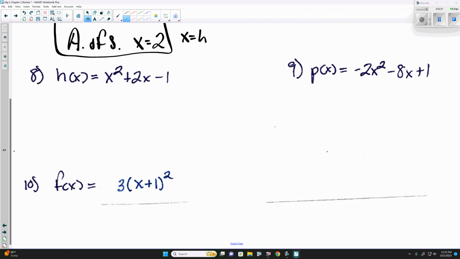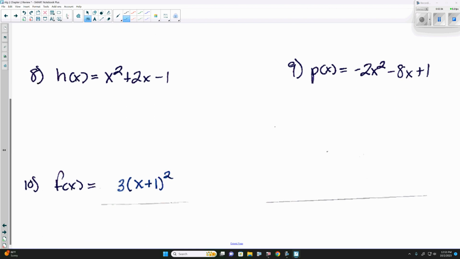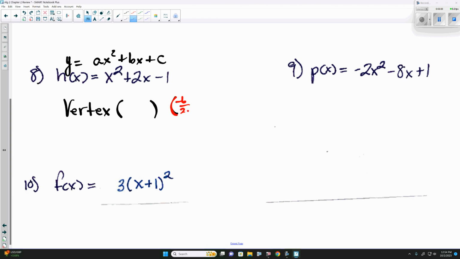The next one I'm going to look at is question number 8. Now, 8 is in standard form, our ax squared plus bx plus c. A, b, and c's values will be numbers. We will not have a variable attached to the value of a, b, or c. So the vertex is this point. Now in the general form, it's the point negative b over 2a, comma f of negative b over 2a.